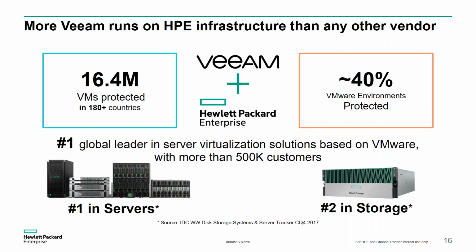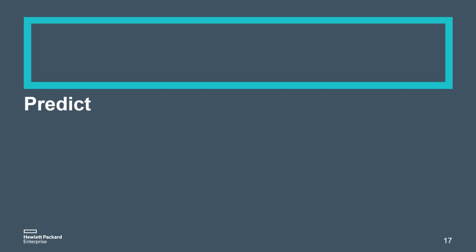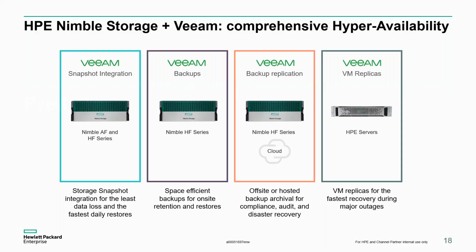So now we're going to jump quickly forward into the predict section about what we can deliver. As part of the Nimble portfolio, we have the ability to offer some good use cases that you can now implement as part of HPE Nimble Storage and Veeam. So we have primary storage technologies with our snapshot integration, and that could be based on Nimble Storage all flash, or it could be based on Nimble Storage hybrid flash technology.